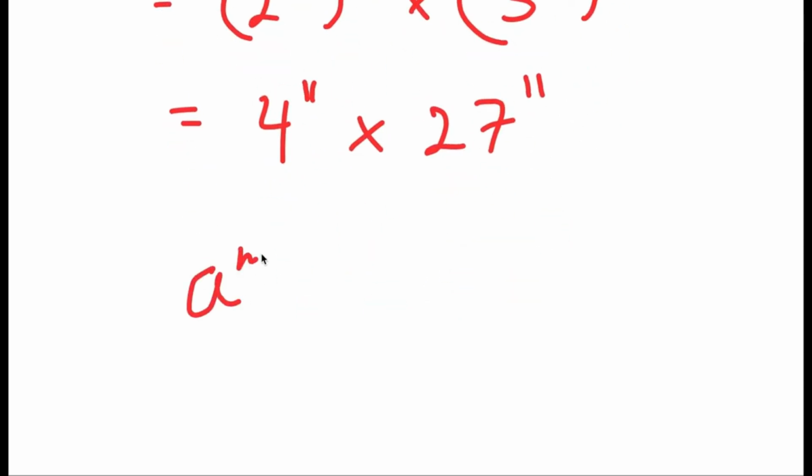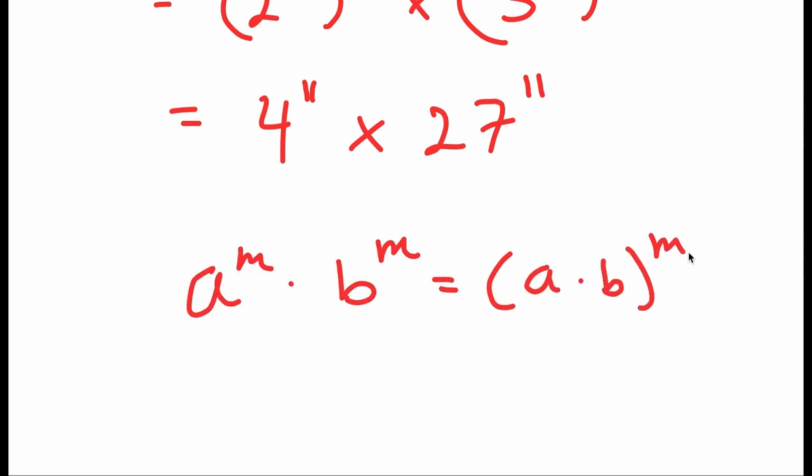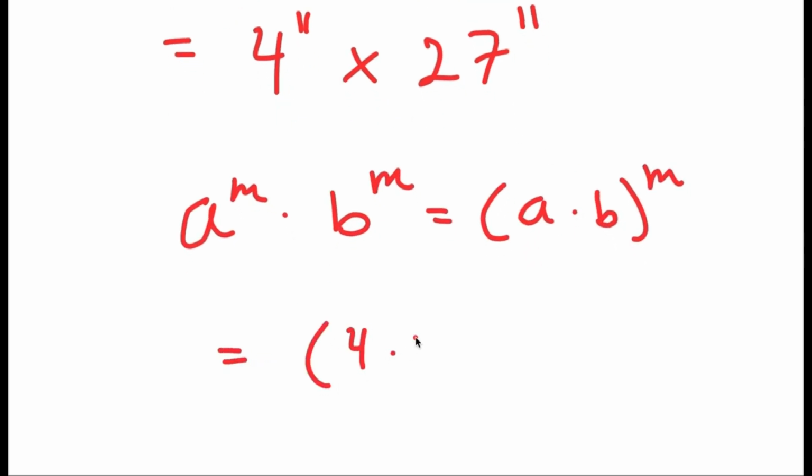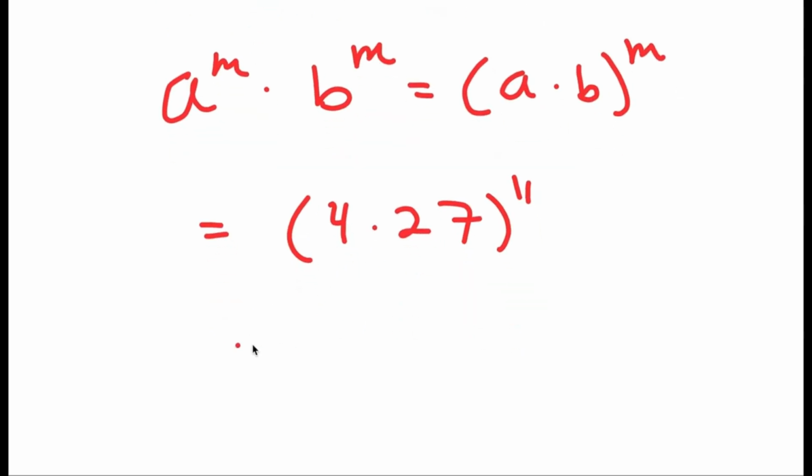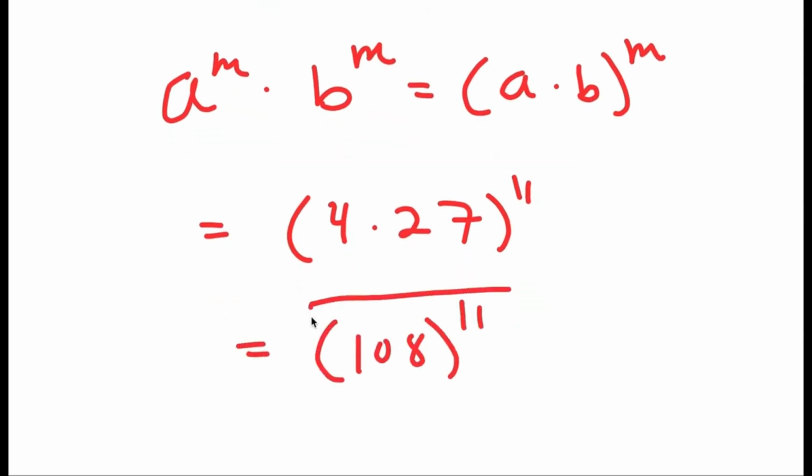And now if I have something in the form a to the power of m times b to the power of m, this is equal to a times b, to the power of m. So this turns into 4 times 27 to the power of 11, which is equal to 108 to the power of 11. So this is my answer.